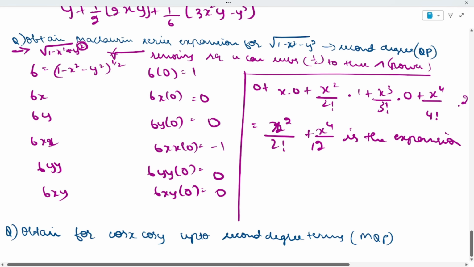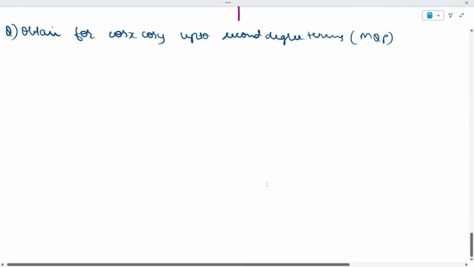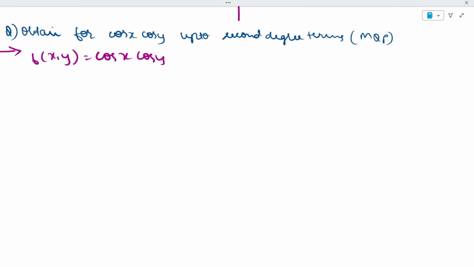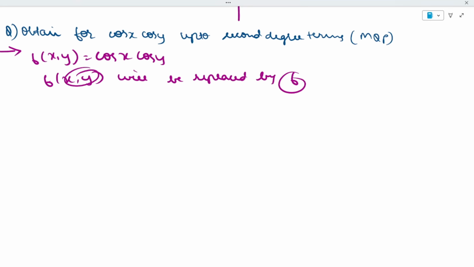Next, we will be discussing the fourth question, which is repeated in the model paper that they have given for you. Okay, now again the same. f of x comma y will be cos x. You have to study this question importantly because it is being repeated in the model paper, so you have to carefully listen to it. And f of x comma y will be replaced by f. You are just replacing f of x, y as f.